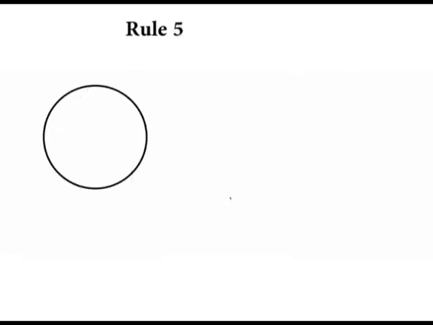Rule 5, this again is about tangent, but this time we have two tangents. Both come from the same point. If they come from the same point and both touch the circle, then the distance from their point of origin to where they touch the circle is exactly the same. The red lines are equal.